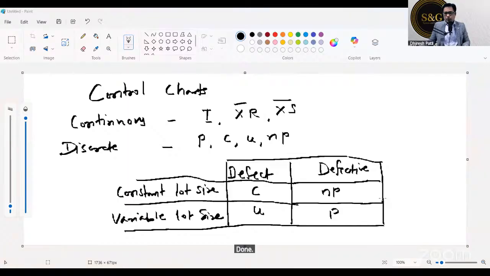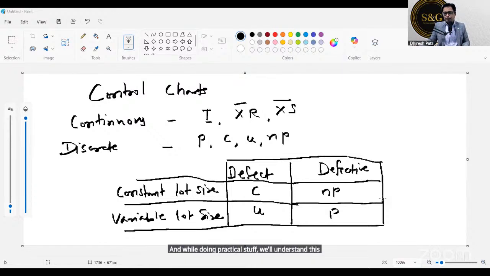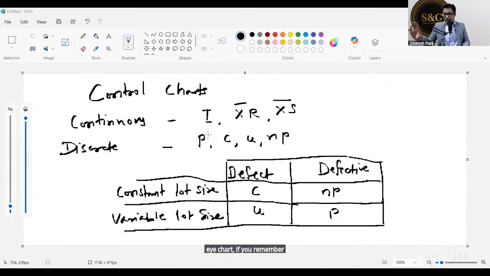Let's open this Minitab file. We'll do the practical stuff directly, and while doing practical stuff, we'll understand this. So first we'll try to understand continuous data. We have yesterday already plotted the I chart, if you remember, the control chart, right? Stability check. Open this quickly, and let me know you have opened it.